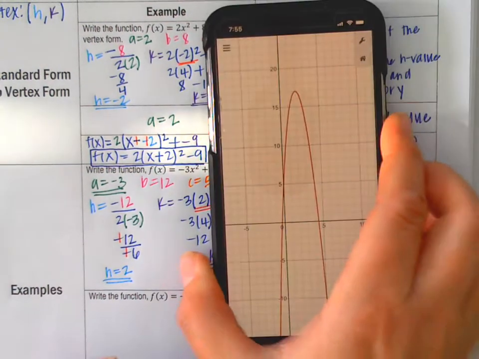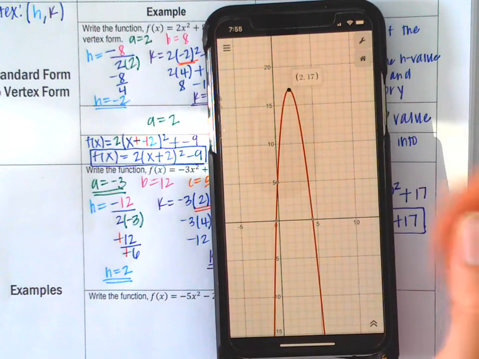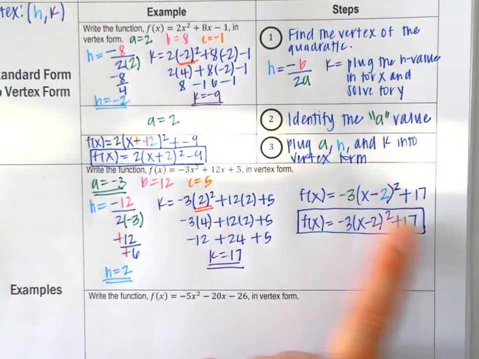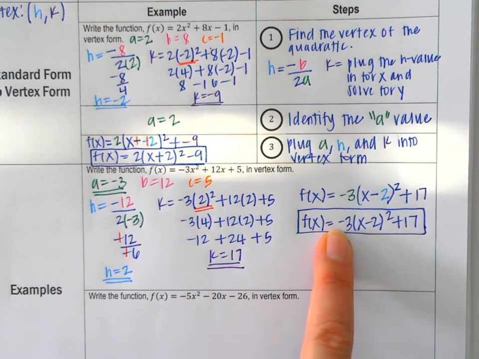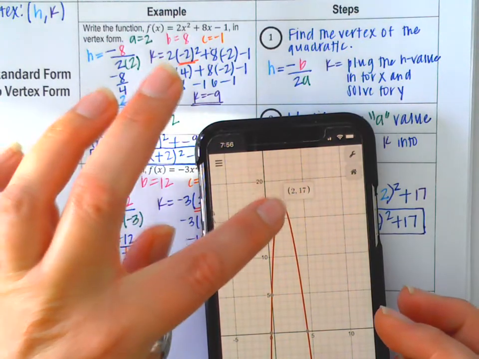So here's the parabola. It's downwards facing. Your vertex is at 2, 17, which is one thing I can gather from this, and I can gather that it's facing down. And my vertex is a maximum because the vertex is the highest point on the graph.